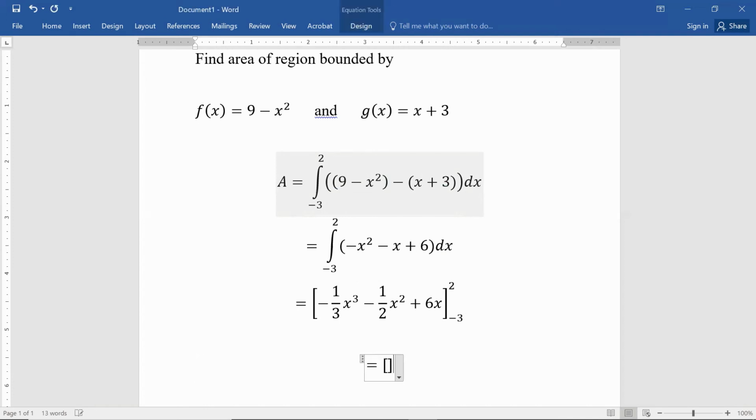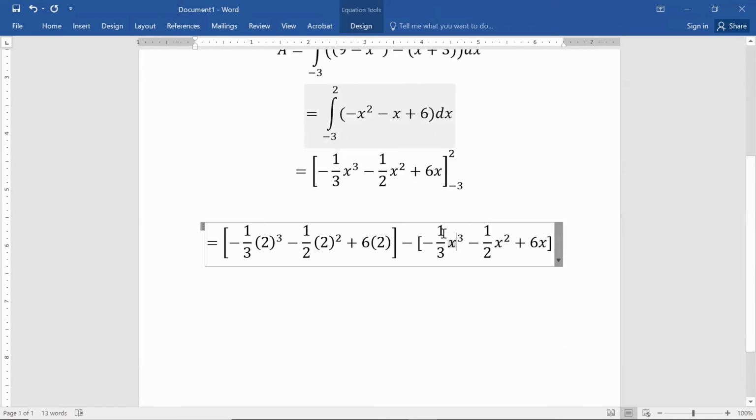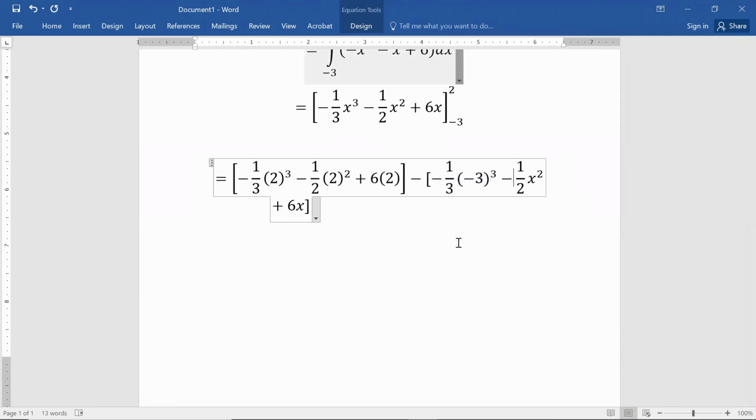Let's plug in both of those values. I'm going to plug in the top one first, so I'm going to plug in the 2 everywhere I see an x, and then subtract. I'm going to then plug in the -3 everywhere I see an x.